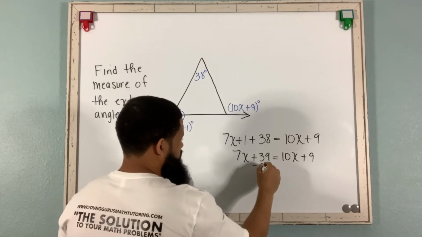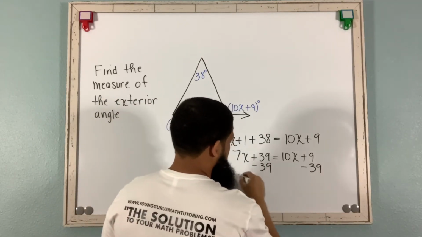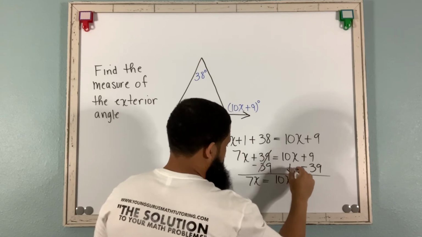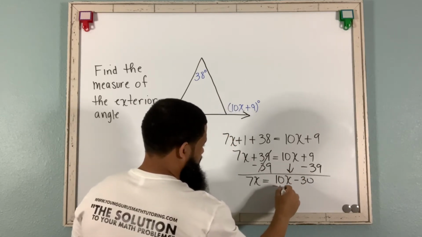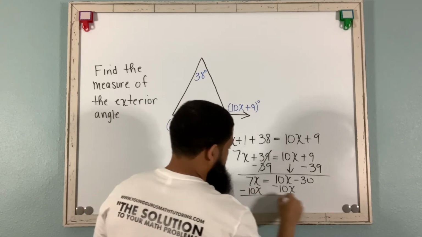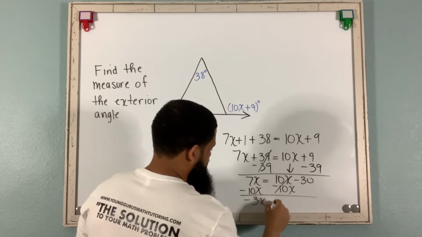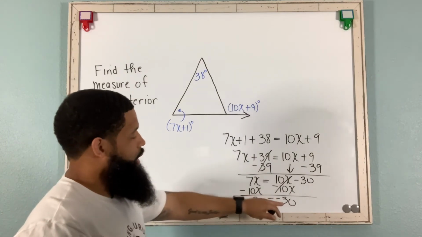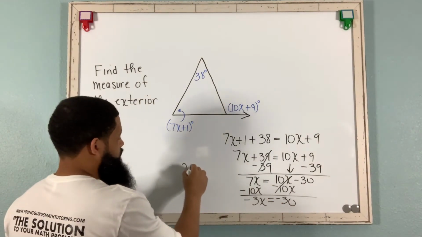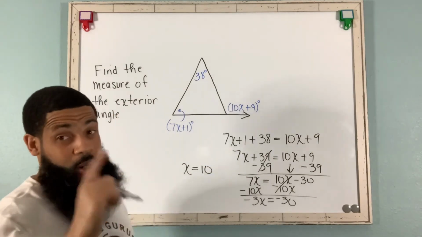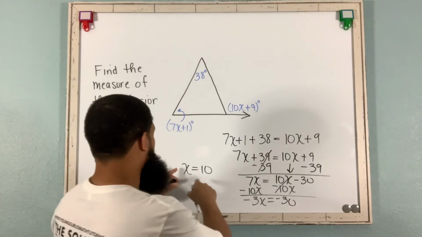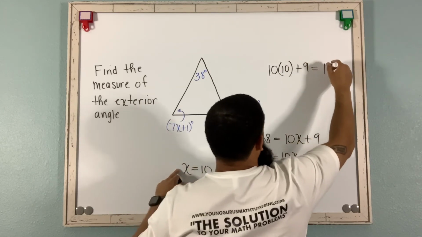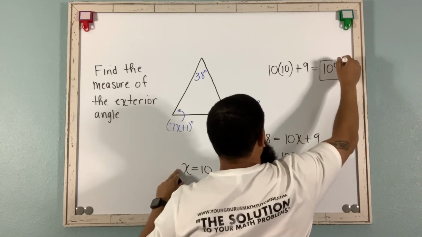And let's say I want to subtract 39. Boom. That cancels, so 7x is equal to 10x, because I'm going to bring that down, minus 30. Subtract 10x. That cancels, I get negative 3x equals negative 30. I don't have space to show you, but I'm going to divide both sides by negative 3. Negative 30 divided by negative 3 is 10. So x equals 10. But we're not done. We have to find the measure of this angle. So we need to multiply 10 times 10 plus 9 and get 109. That is our answer, 109 degrees.